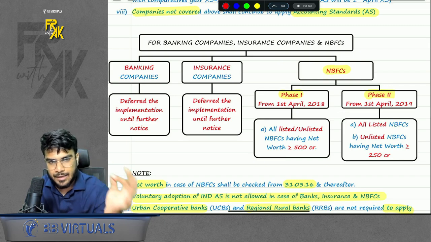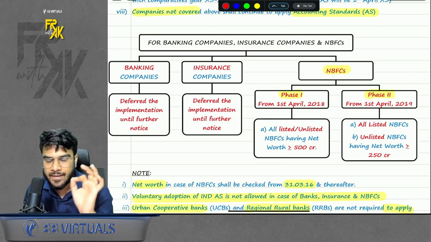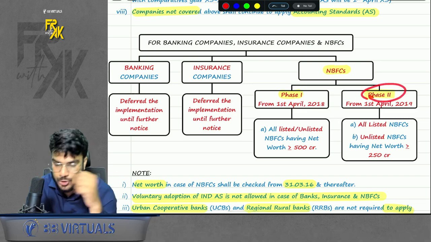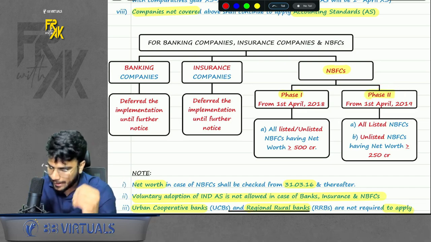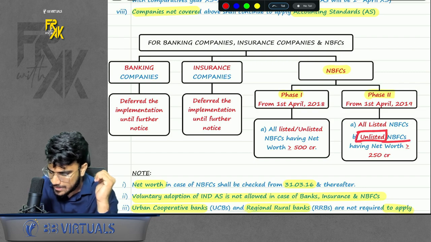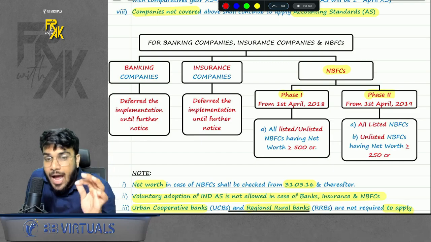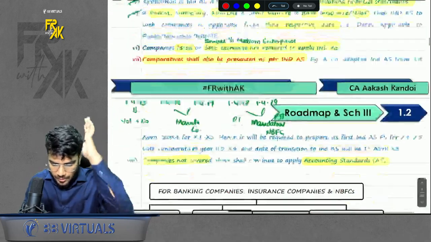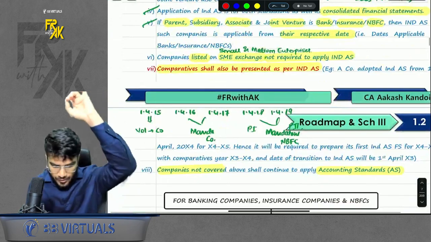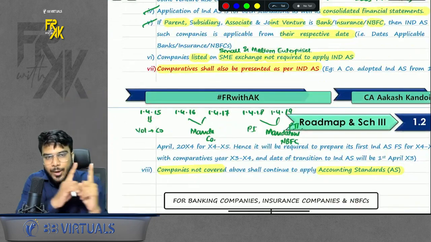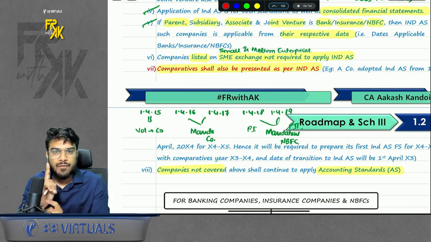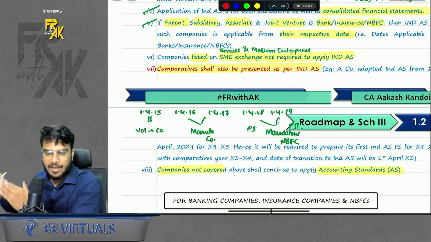Under phase 1, listed or unlisted having net worth greater than or equal to 500 crores. Under phase 2, first, all listed NBFCs. Second, all unlisted NBFCs having net worth greater than or equal to 250 crores. Right? Now, how do we remember the date, sir? Just start with the first date, 1st April 15, then keep on moving in the sequence with a gap of 1 year: 15, 16, 17, 18, 19.